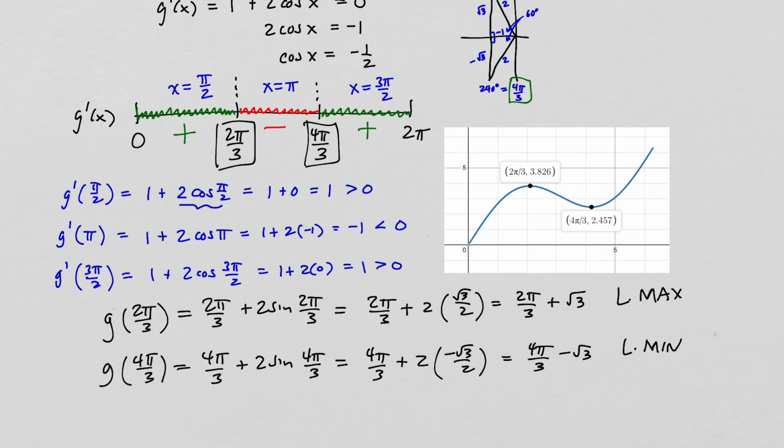Okay, so you can see here the function is increasing from 0 to 2 pi over 3. And then it's decreasing from 2 pi over 3 to 4 pi over 3. And then increasing after that. And therefore we have a local maximum at this point right here. Now this point is the approximation of this y value. And we have a local minimum here. And this point gives an approximate value for the y value here.